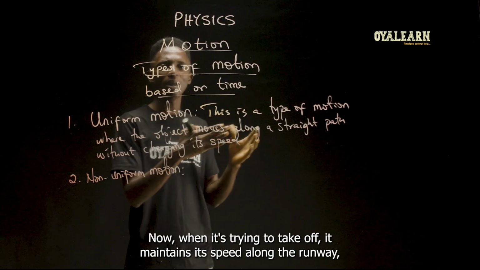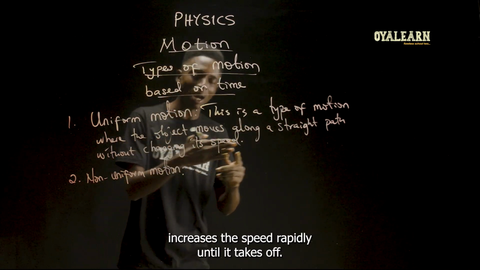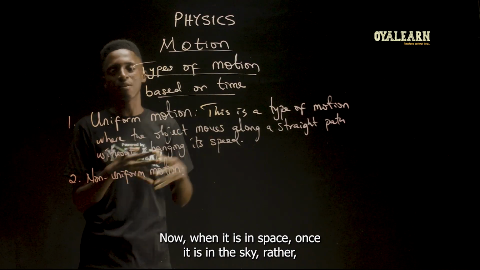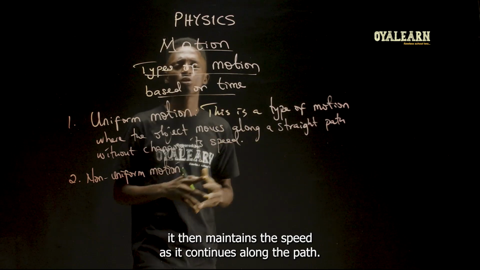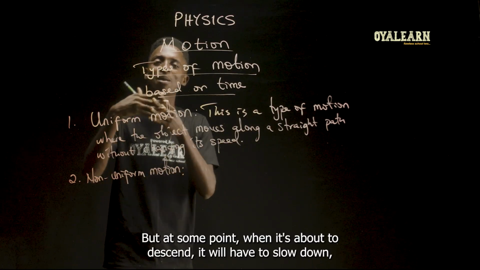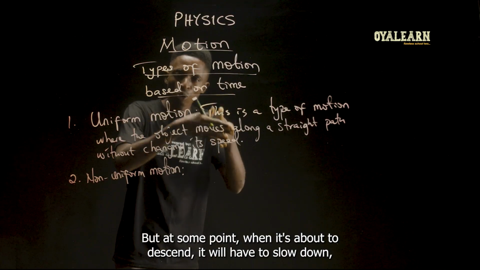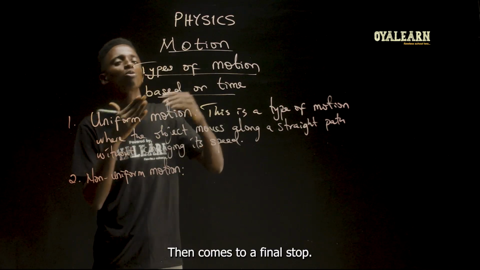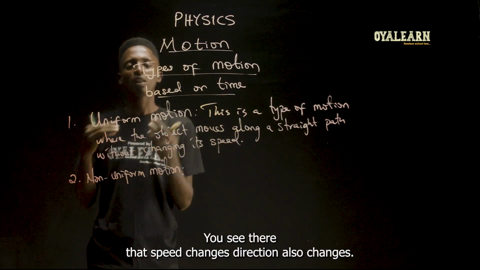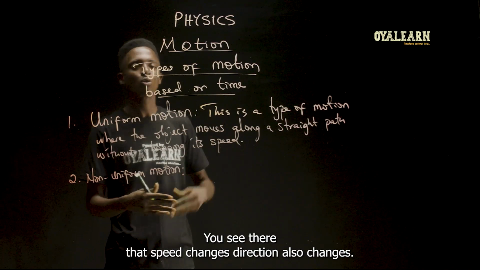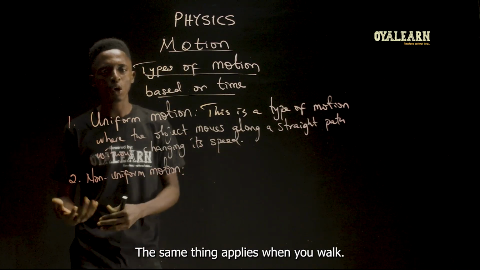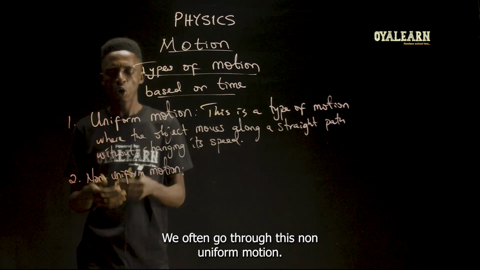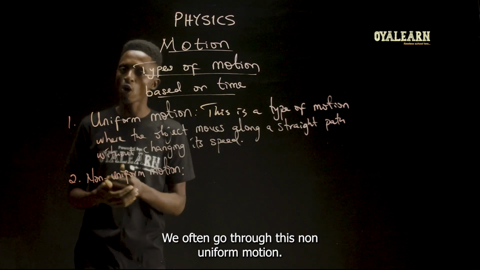When it's trying to take off, it maintains the speed along the runway, increases the speed rapidly until it takes off. Now, once it is in the sky, it then maintains the speed as it continues along the path. But at some point when it's about to descend, it will have to slow down, come down, and then gain speed again as it's going down the runway. Then it comes to a final stop. You see there that speed changes, direction also changes. The same thing applies when you walk, the same thing applies when you drive, amongst other types of motion that you undergo. We often go through this non-uniform motion.